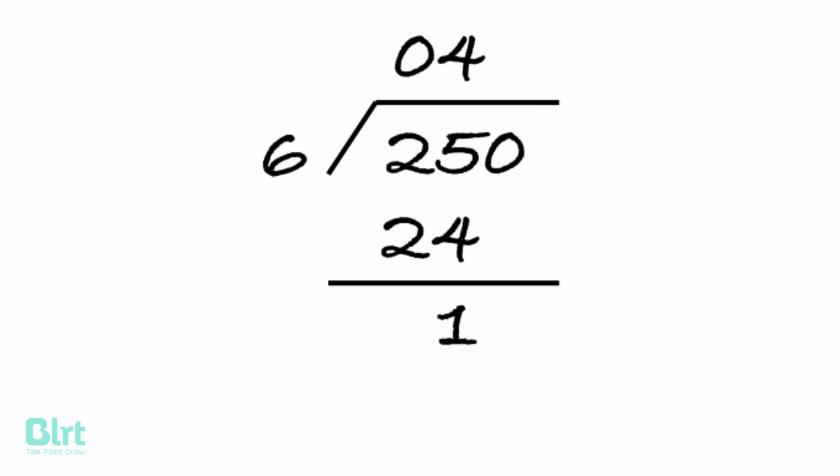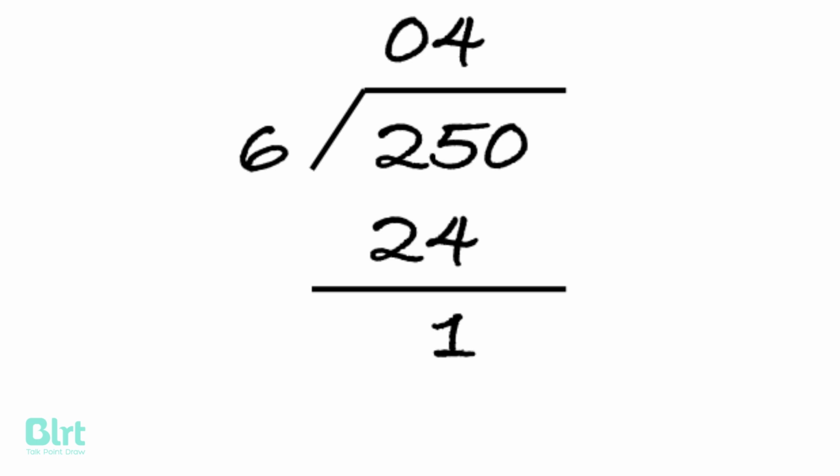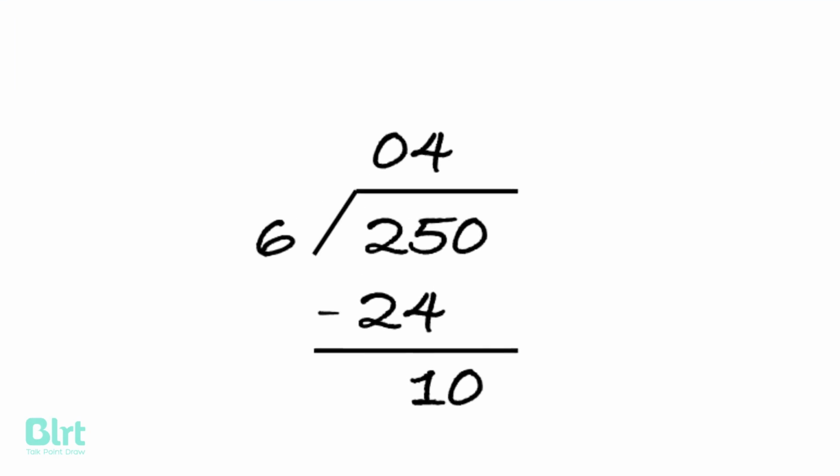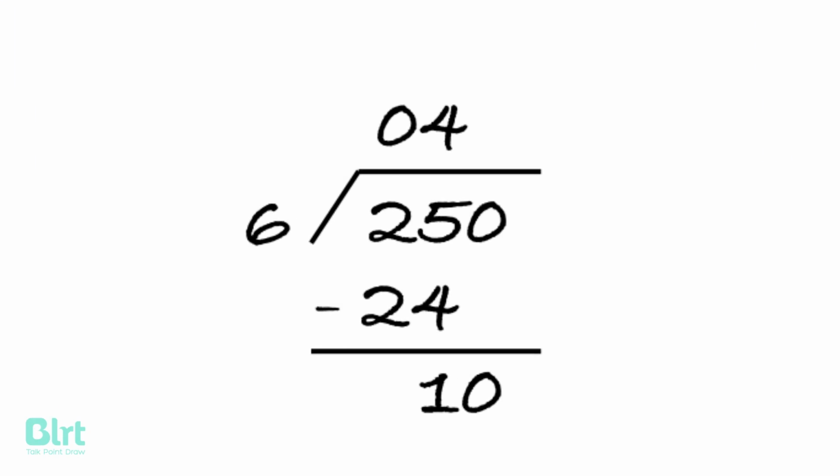Next we need to subtract the product, which means subtracting the number that you just wrote below the dividend from the dividend. So in this example, we're subtracting the number 24 from the number 25 to get 1. It's now time to bring down a digit. Because 6 can't go into 1 without exceeding it, we need to bring down the 0 from the 250 and place it after the 1, making 10.